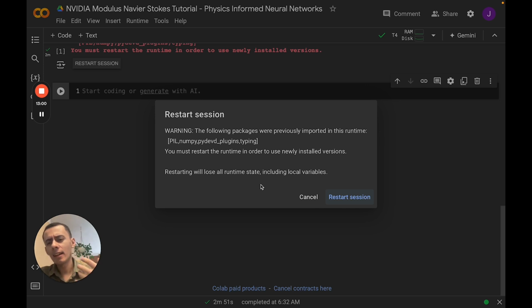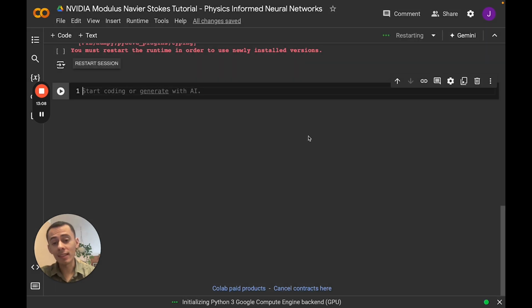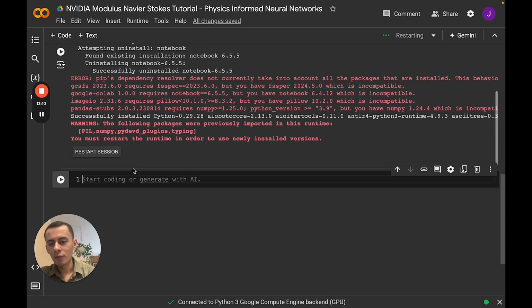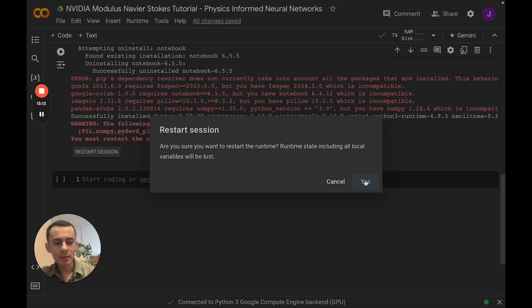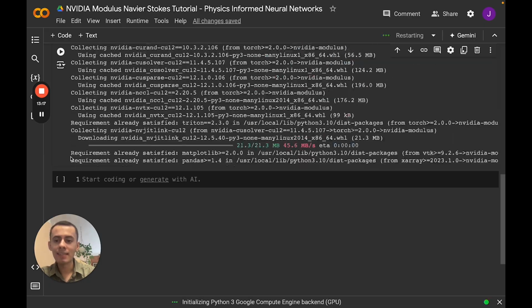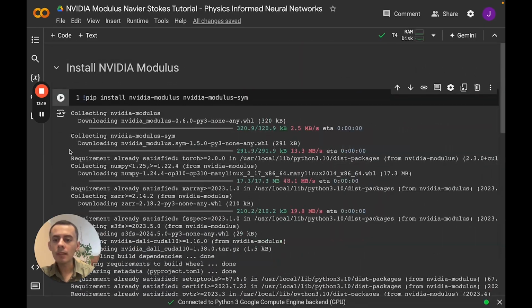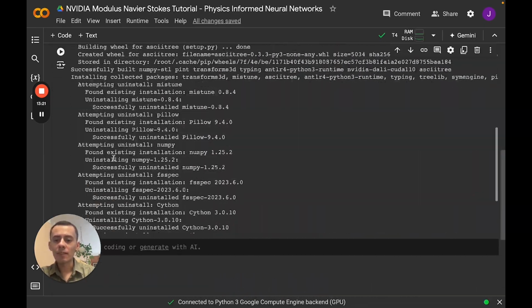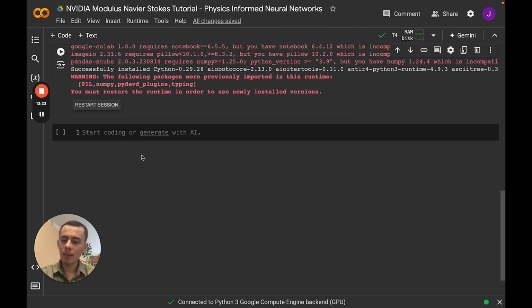So after it installs, you gotta restart the session. It's going to prompt you, it's going to tell you to restart the session. So you click there. That's okay. And if you're not sure it worked, you can always click again and restart the session. It installs a lot of stuff. But now we can keep going, okay? So now we have installed the NVIDIA Modulus library on Google Colab, okay?